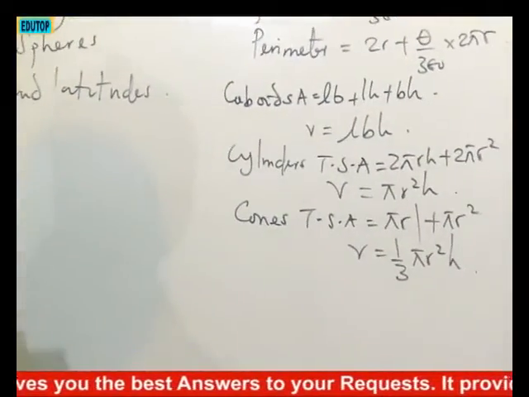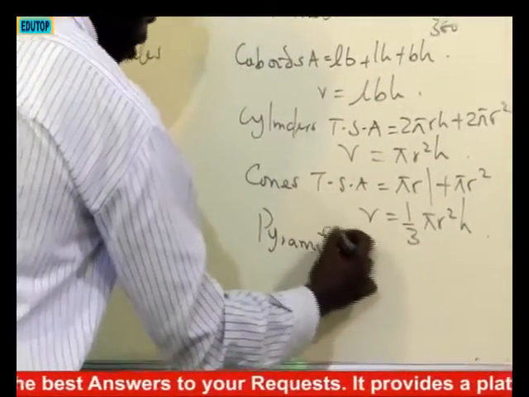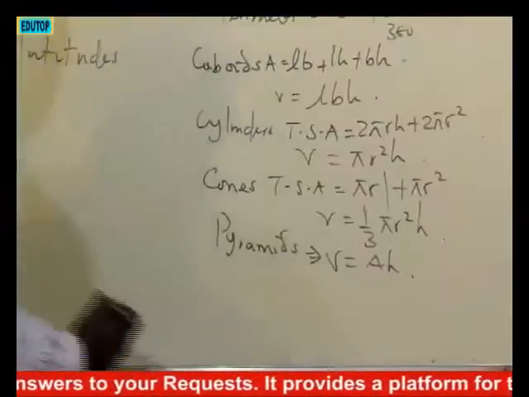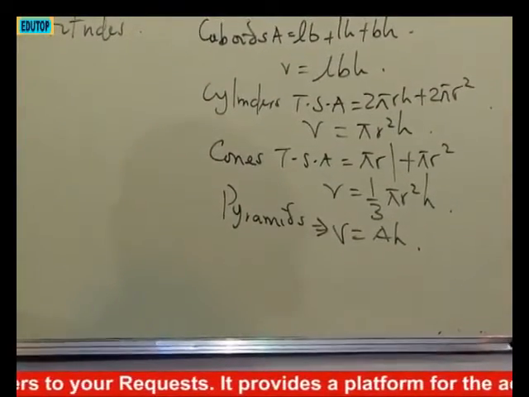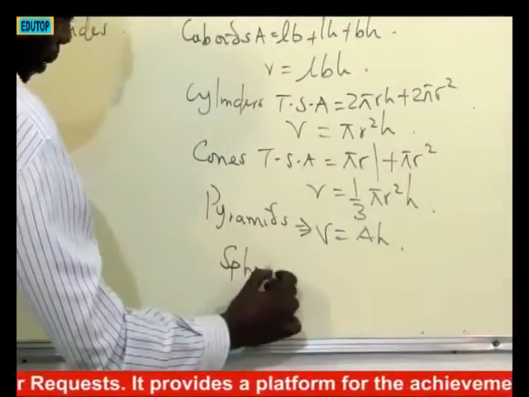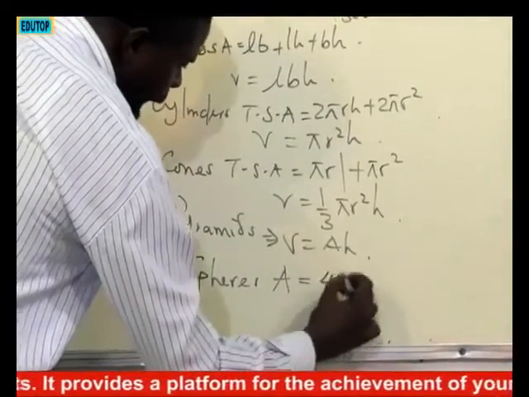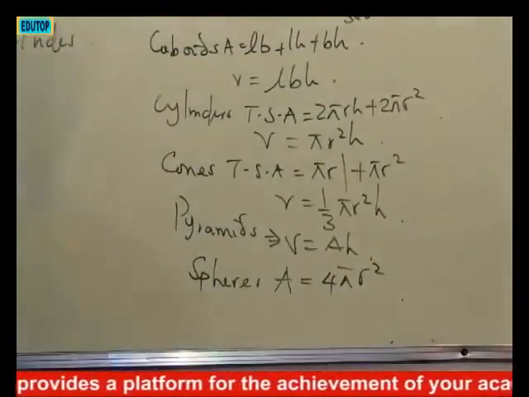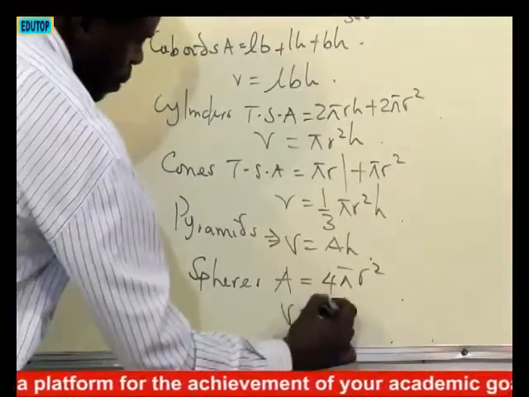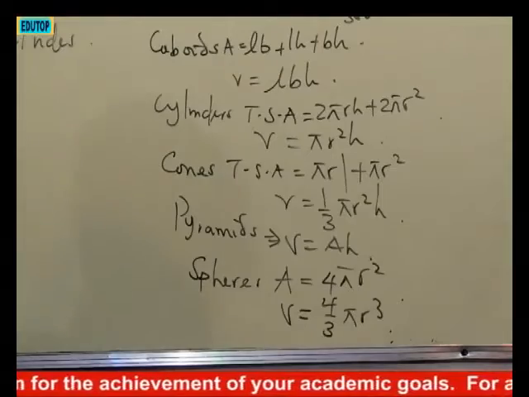Then pyramids. Pyramids have only volume. The formula for calculating the volume of a pyramid is 1/3 AH, where A is the area of the base and H is the height. Take note of that. Then the sphere also has a formula for calculating the area of the sphere, which is 4 pi R squared. Then the volume of a sphere is 4/3 pi R cubed. Take note of that. Then that's all.